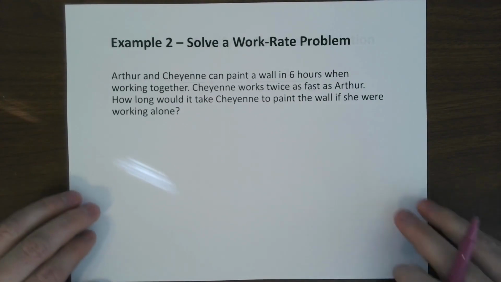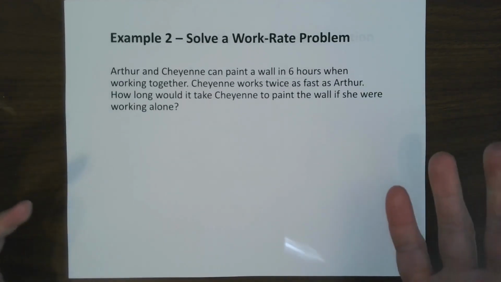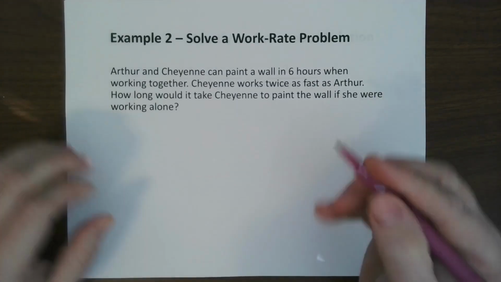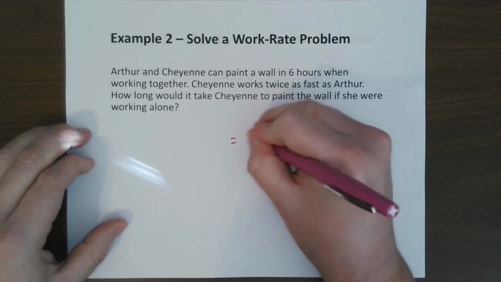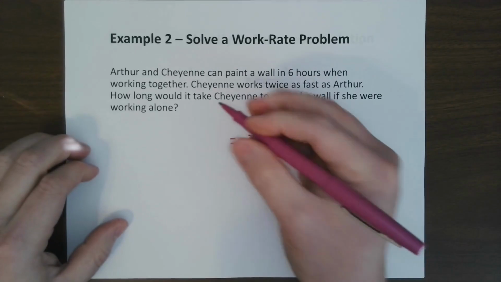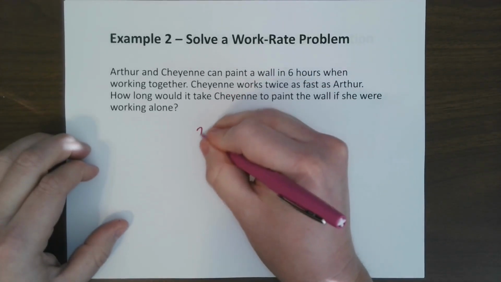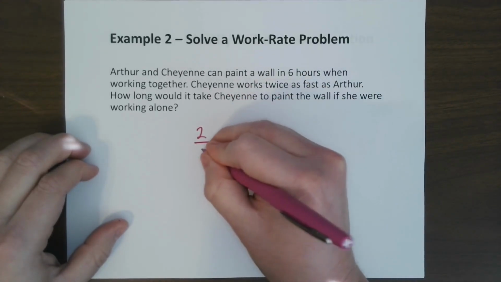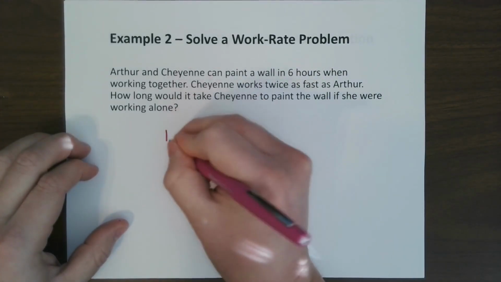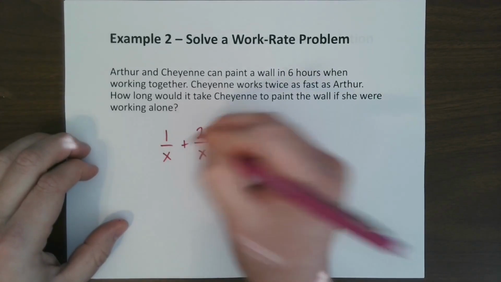Okay, let's go ahead and try a work rate problem, which is what we use this for. So it says Arthur and Cheyenne can paint a wall in 6 hours when working together. So together, they can paint one wall in 6 hours. Cheyenne works twice as fast as Arthur. That means she can do 2 walls in x time, while Arthur can do 1 wall in that amount of time.